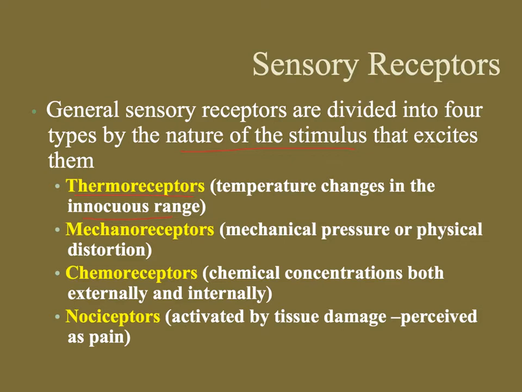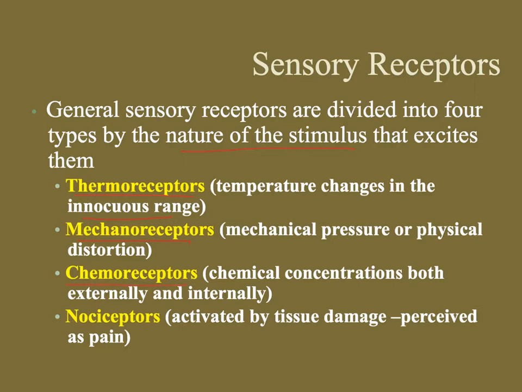Two different receptors there. You have mechanoreceptors. These respond to changes in mechanical pressure as opposed to atmospheric pressure, or to physical distortion of body parts. So stretch receptors that respond as muscles and body parts are stretched as you move are mechanoreceptors.